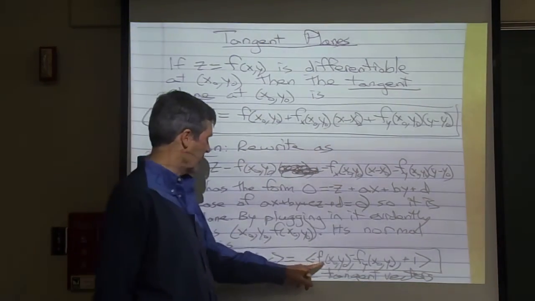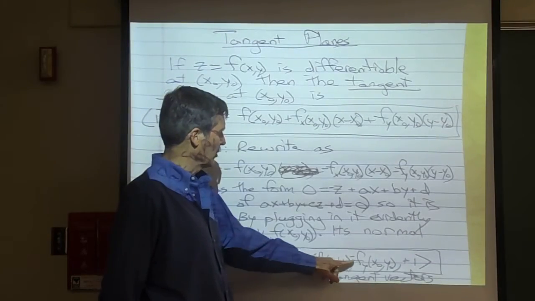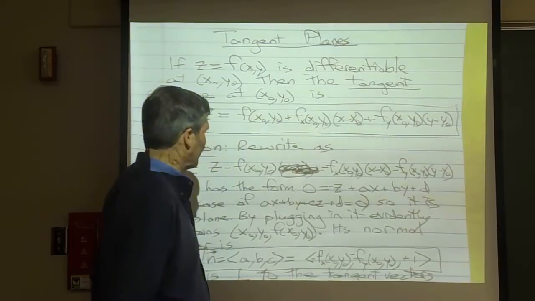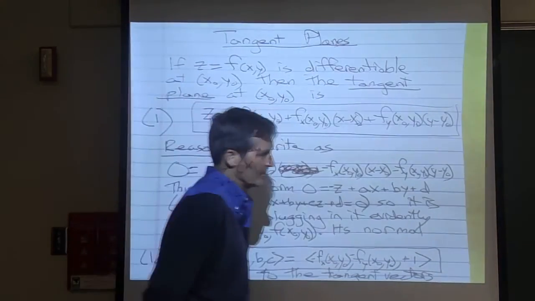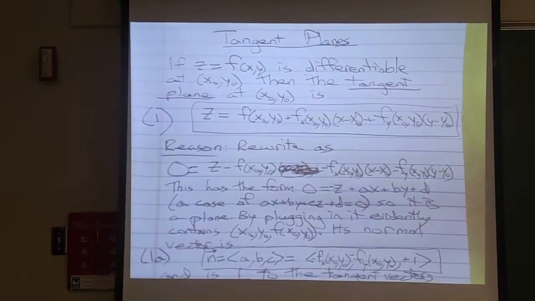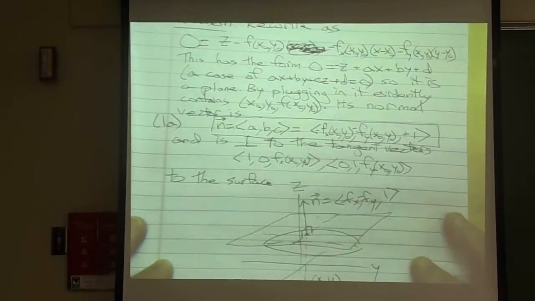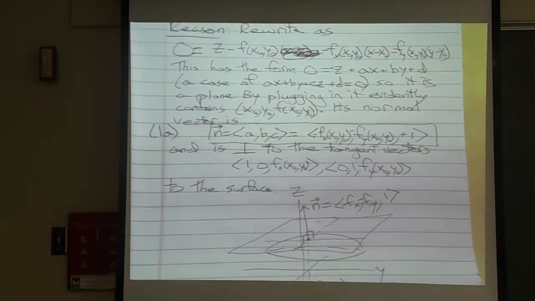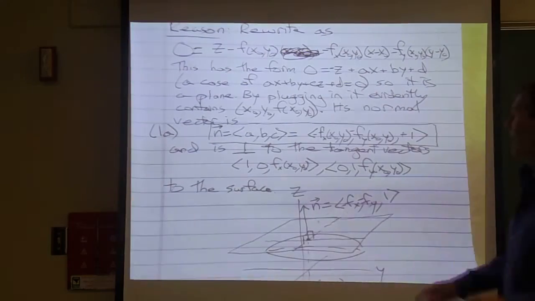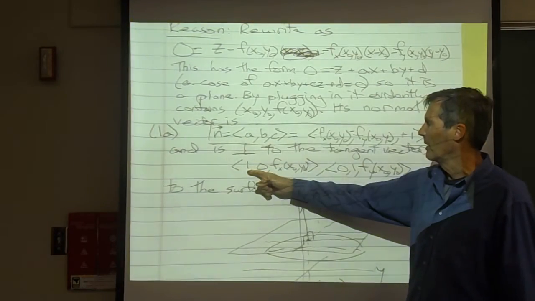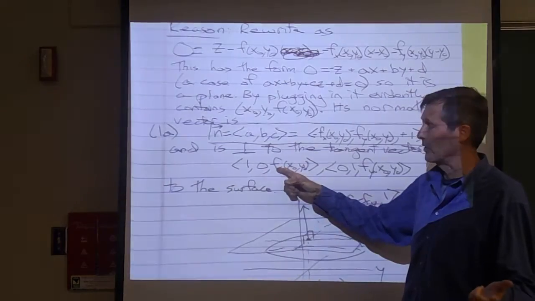So minus partial with respect to x at x0, y0, minus partial with respect to y at x0, y0, plus 1. If you look, that's perpendicular. Let's move this up. To these two vectors that are tangent to the surface, right? This vector is tangent to the surface. If I move one in the x direction, my rise is the partial derivative with respect to x, right?